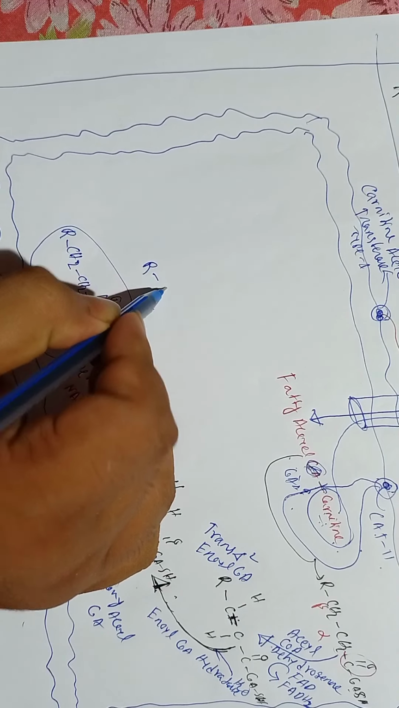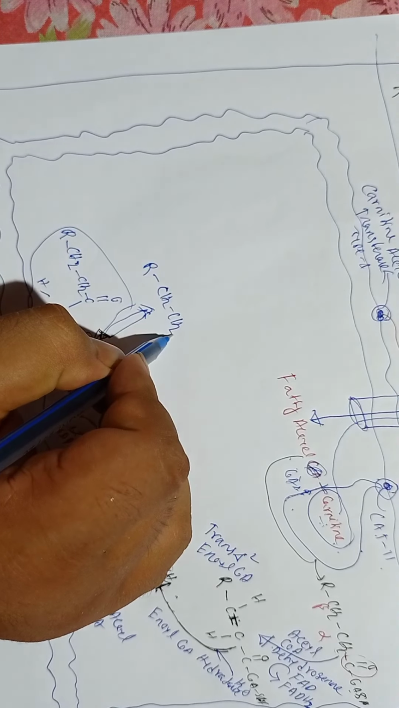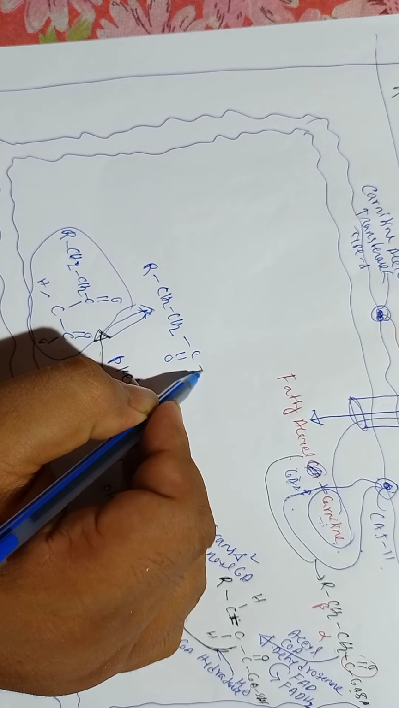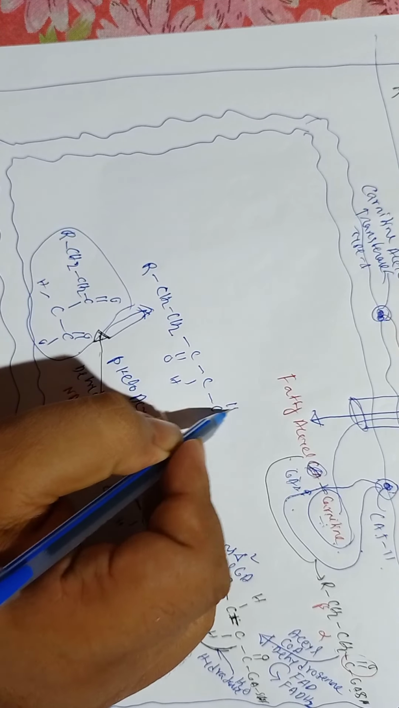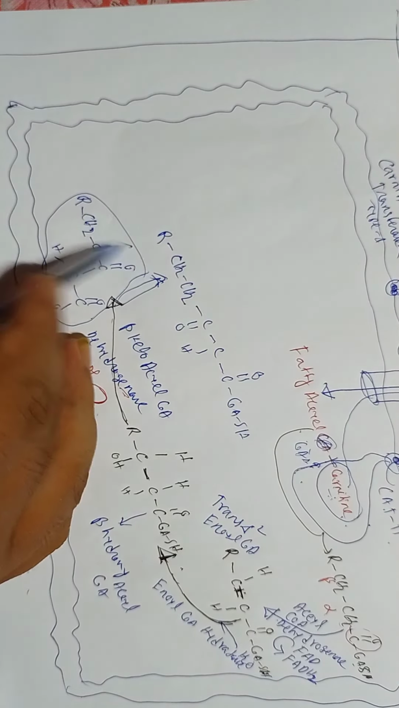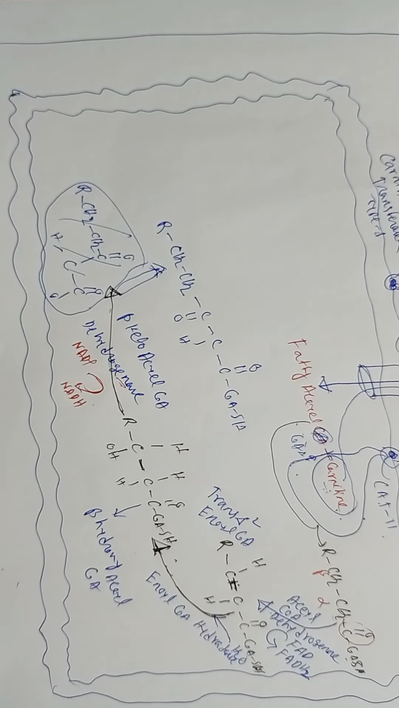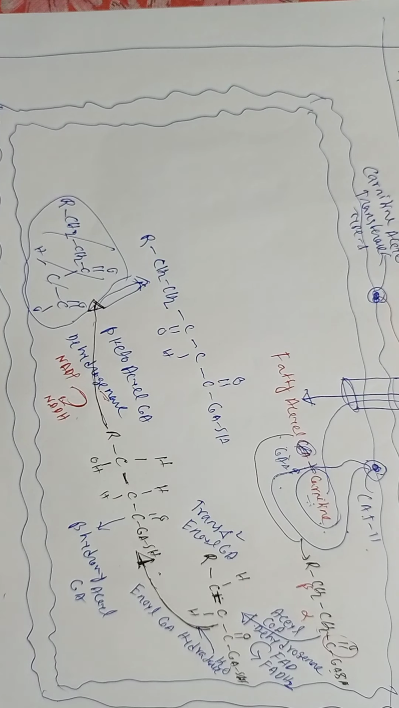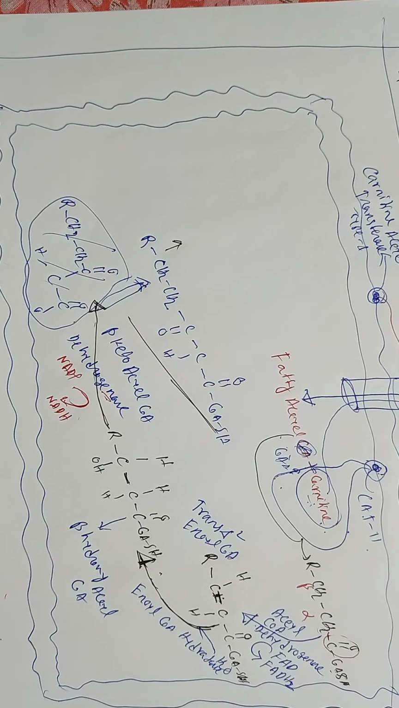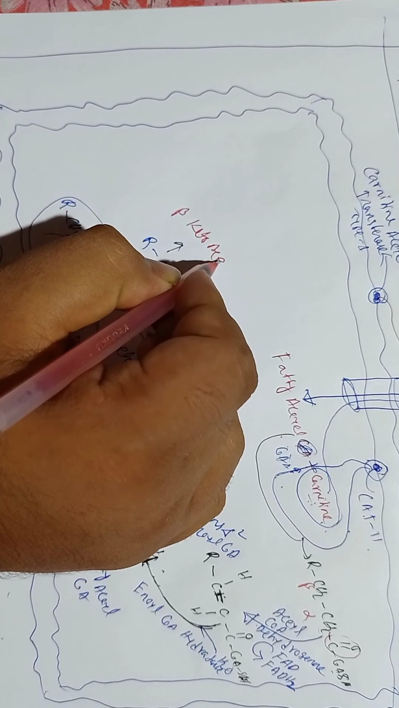R CH2 CH2 C double bond O. Okay, then CH C double bond O CoA SH. The figure will be like this only. Okay, you can just remove it from here. Okay, now we will get the compound what? Beta keto acyl CoA, and the name of the compound will be what? This compound will be beta keto acyl CoA.